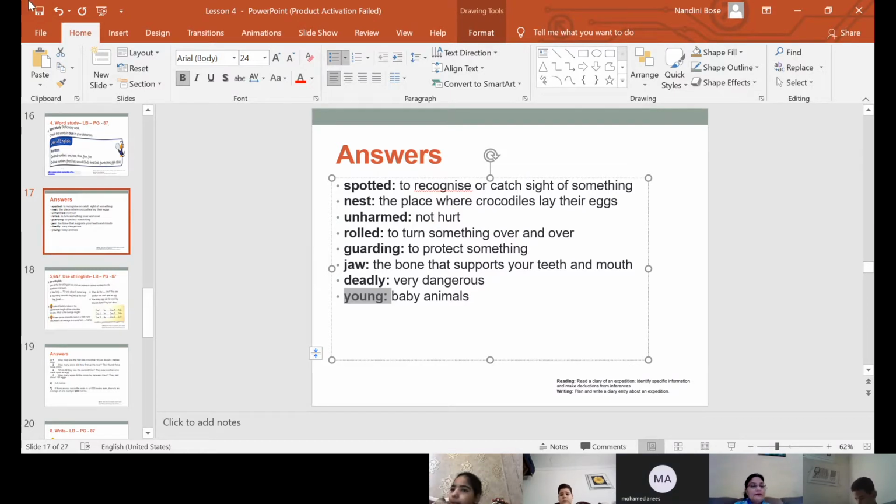Everybody finished? Miss, recognize wrong. What do you mean? No, there's nothing wrong with it. It is that S and Z. It's the British and the American. If I put Z, it will be okay, but Z is American and S is British. Do you understand? That is why it is coming like that. Certain things we need to ignore.